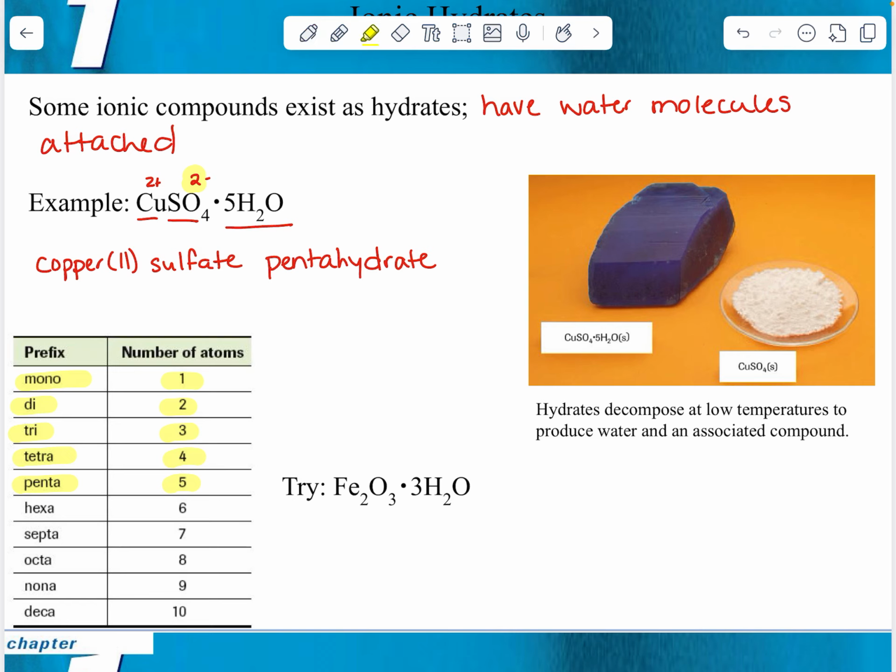On the side here, they have a good picture. So copper 2 sulfate pentahydrate is blue in that form. And then when you heat it up and it loses that water from its formula, it actually turns into a white colored substance. So that's copper sulfate on its own, or copper 2 sulfate on its own. Okay, so it says hydrates decompose at low temperatures to produce water and an associated compound, whatever the ionic compound part was.